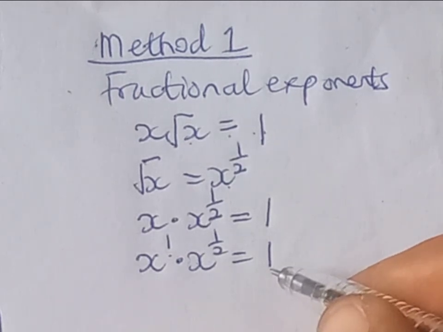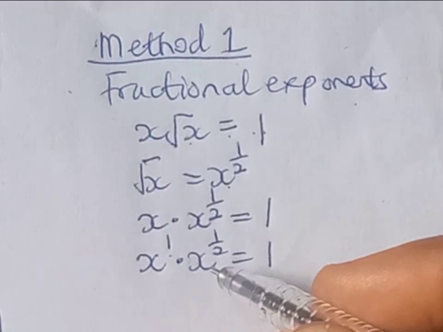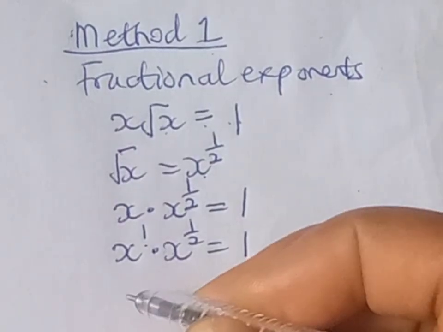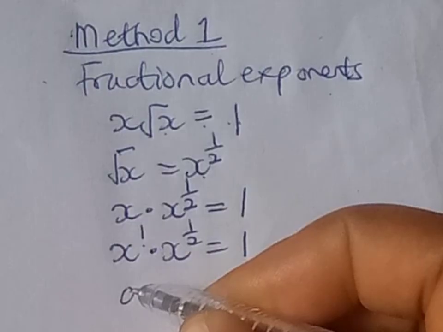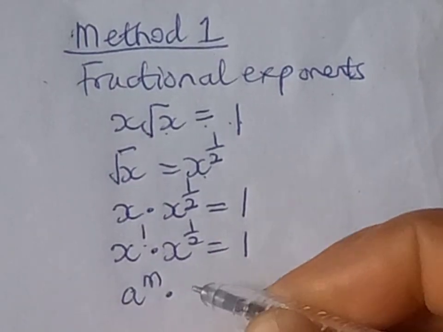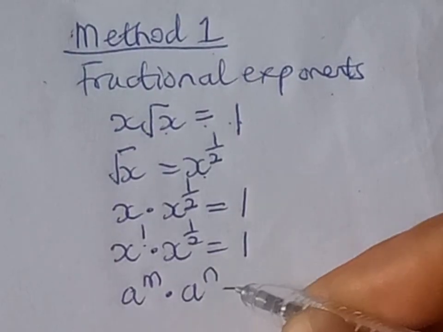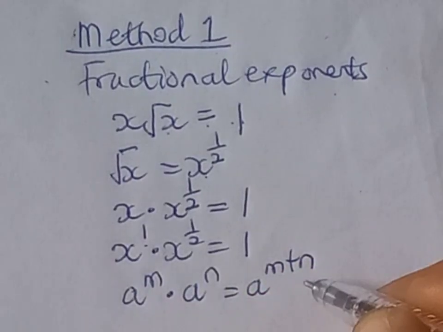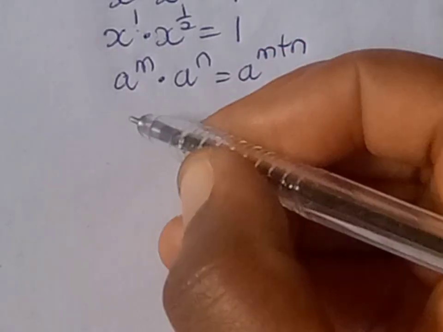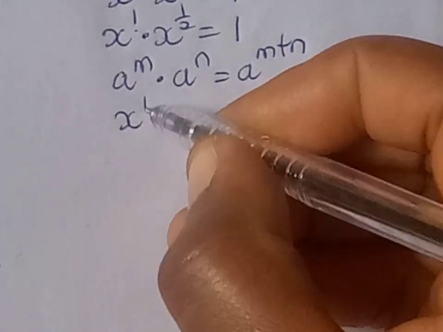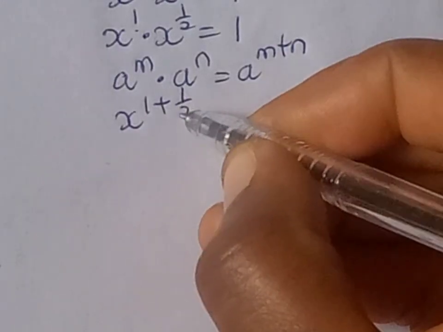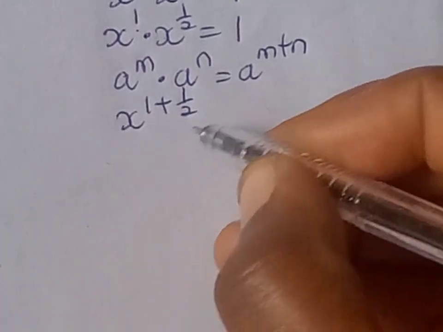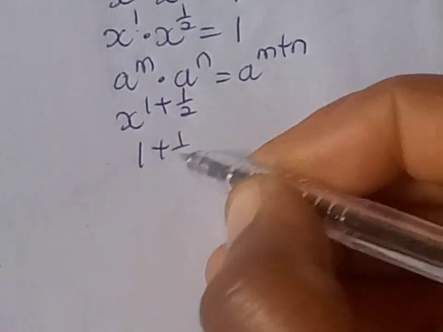If we multiply terms with the same base, we just add their exponents. We shall be applying this exponential rule, which says a raised to the power m multiplied by a raised to the power n equals a raised to the power m plus n. Now let's apply this. So we have x raised to the power 1 plus half. That is, let's do the LCM of 1 plus 1 over 2.